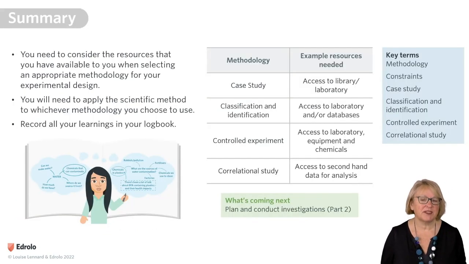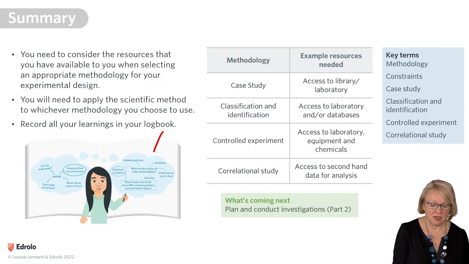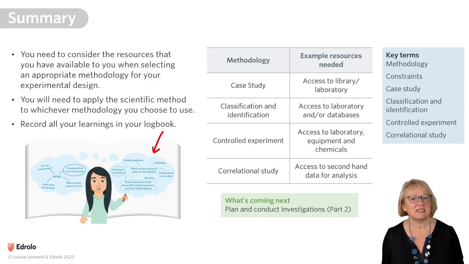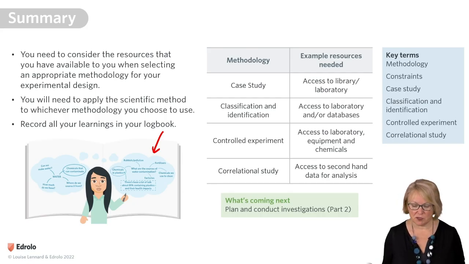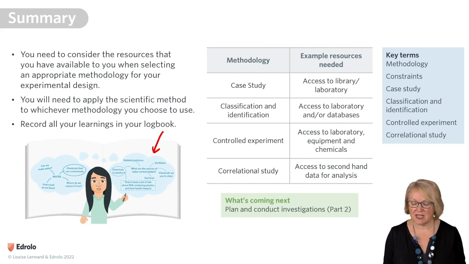Okay, so to summarise, you need to think about the resources that you have when you choose a methodology. You need to apply the scientific method to whichever methodology you choose. You want to record everything in your logbook, and your logbook will be assessed when your report is evaluated as well. So for case studies, you need access to a library or laboratory. For classification and identification, you need access to laboratory and or published databases. A controlled experiment, you need access to laboratory equipment and chemicals. A correlational study, you need access to secondhand data for analysis.